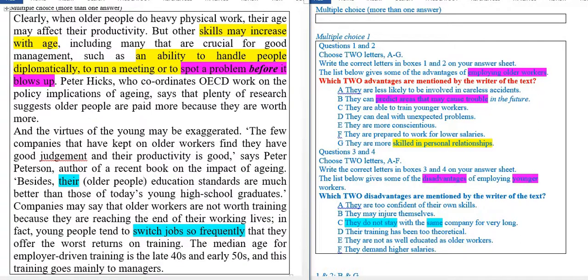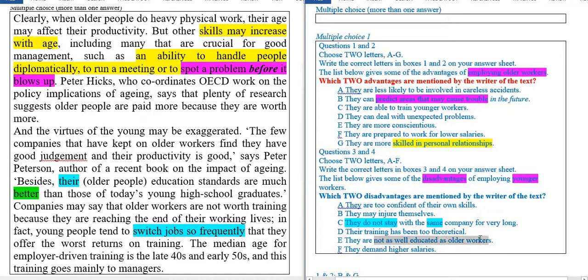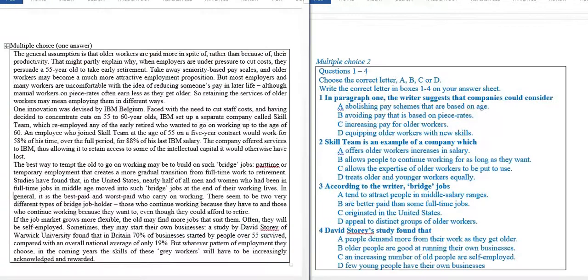Okay. So older people's education standards are much better, which means this one, older workers are better, well educated. Okay, so the answer is C and E. Please try to solve this multiple choice question on your own. Okay.